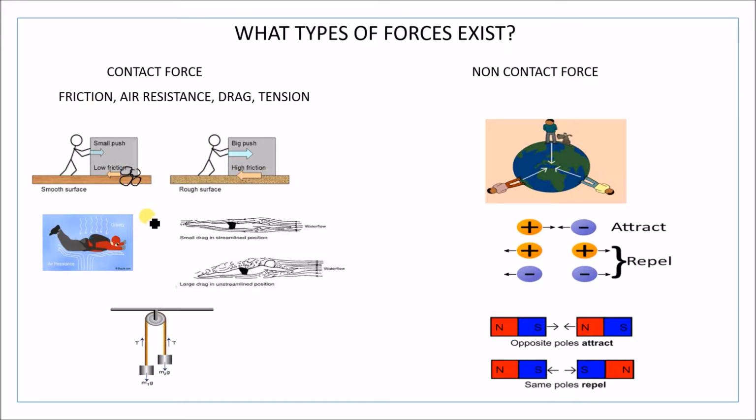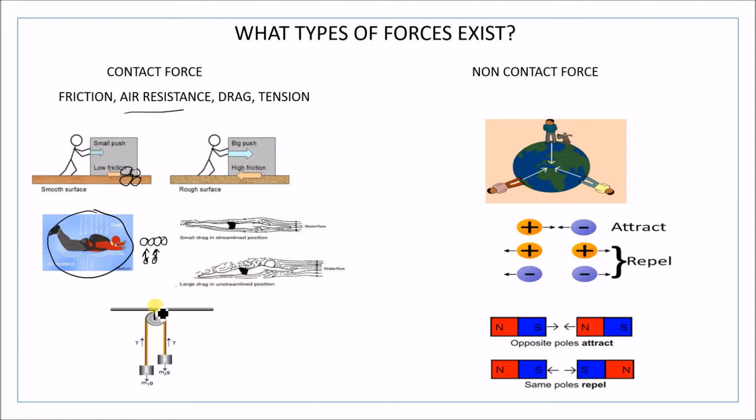Air resistance is the same, so as this person's moving down, you can see the particles in their body are getting hit by air particles, and this is obviously a contact force between two particles. Drag is the same, but in this case it's going to be in water. Now drag could also be air resistance, remember, but if you use the term drag, it will cover air resistance and also water resistance. So drag is when the water particles are resisting the motion of this swimmer, for example.